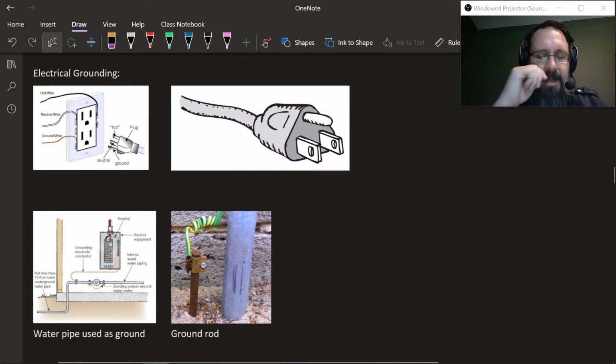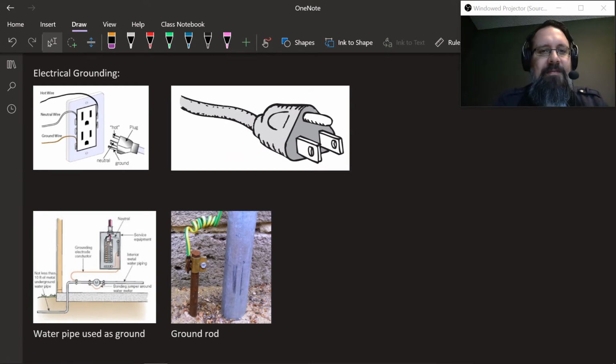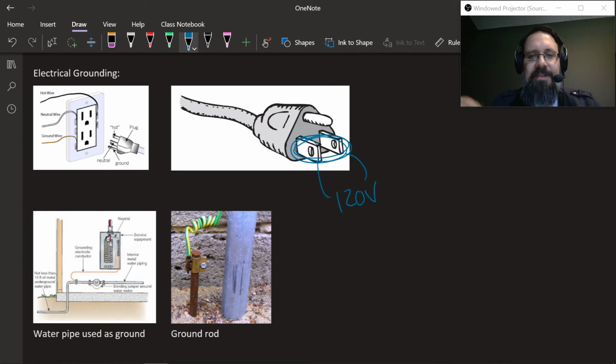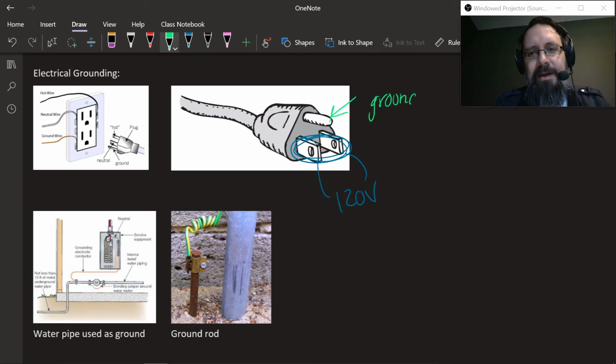So let's talk about household devices. So these two prongs here are the ones that have the voltage across them. That's where you have the 120 volts across those two. One of those is the live wire or the hot wire, and the other one is the neutral wire. But then this wire here is called the ground. So I just briefly wanted to talk about grounds because they may save your life. It's a safety mechanism that we use to prevent people from getting electrocuted.